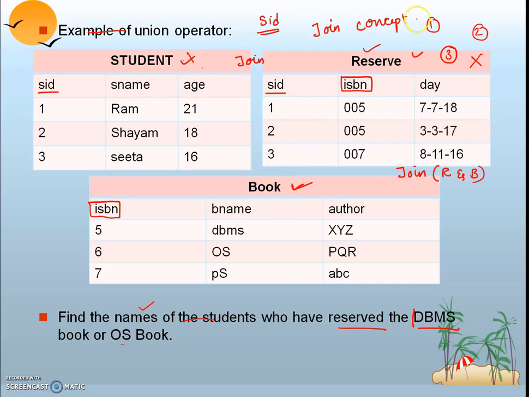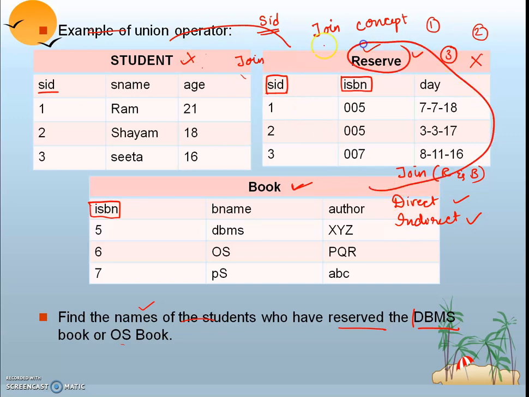Yes. Now observe the reserve table, where I have SID common with the student table and ISBN common with the book table. In this case, what I can say is that student and book are not directly interlinked, but they are indirectly connected through the reserve table. Hope the concept is clear. Though it is not connected directly, still they are connected indirectly through the reserve table. So this is called the indirect connection.